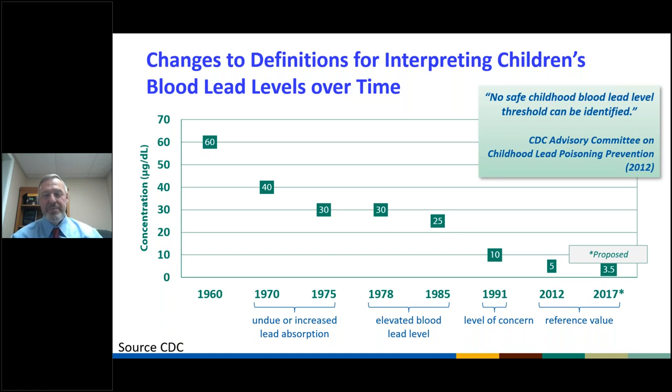When it dropped to 10, some technologies like the erythrocyte protoporphyrin test were no longer valid for determining if a child was exposed to lead, so a blood lead test was the only way to go. In 2012, the reference value became 5 micrograms per deciliter. It's now proposed to drop that to 3.5 micrograms per deciliter, based on the 97.5th percentile of the latest NHANES surveys. But that's proposed. It's not definite yet.